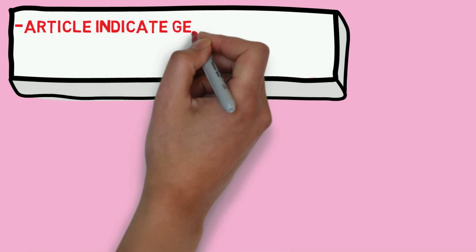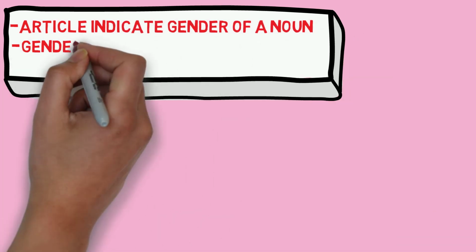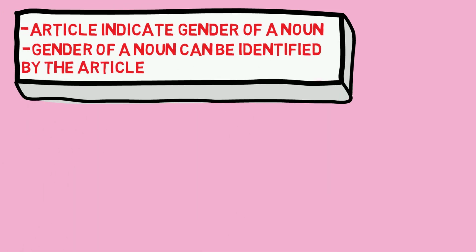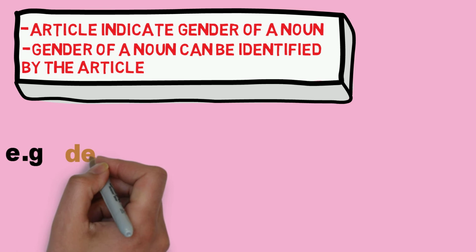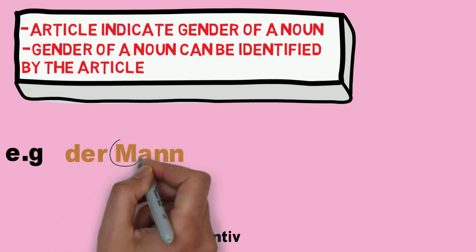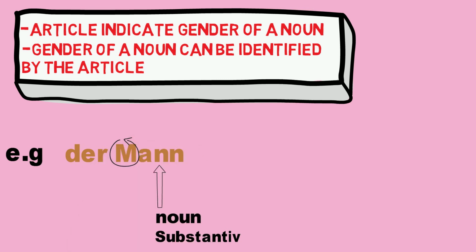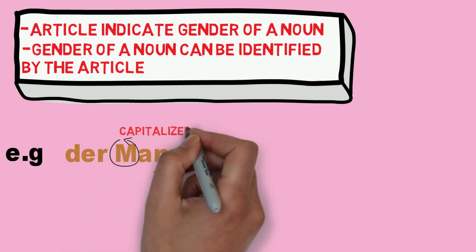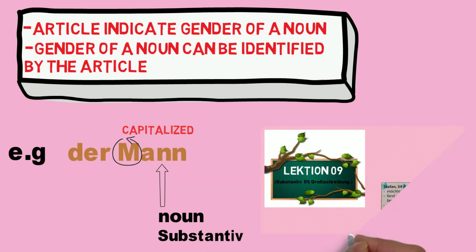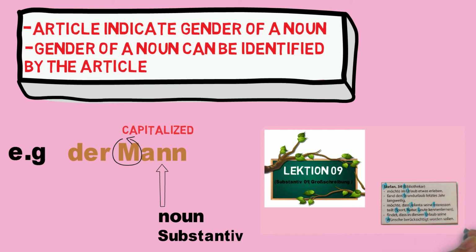Article indicate the gender of a noun. So the gender of a German noun can be identified by the article. As an example, we will take der Mann. I hope you can identify the noun or substantive clearly as the first letter of this word has been capitalized. We taught you capitalization rules of German nouns in one of our previous videos, so please watch that video if you haven't watched it yet.